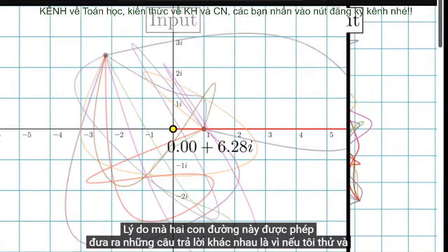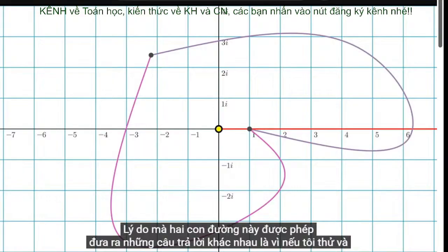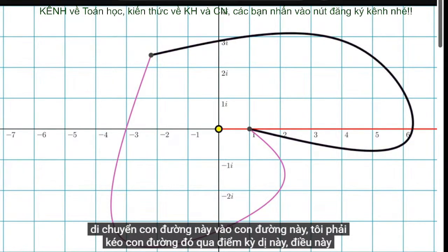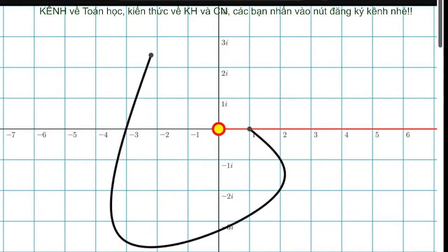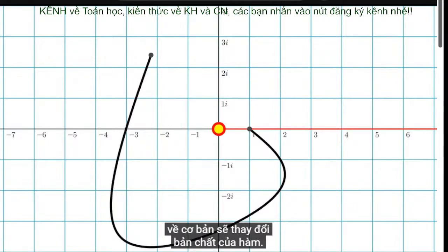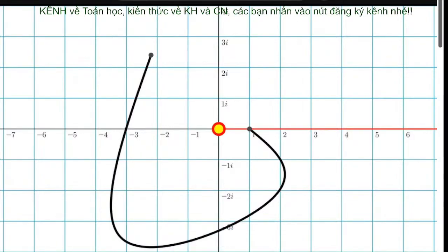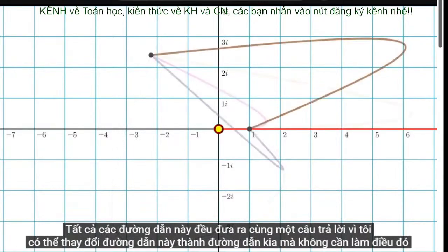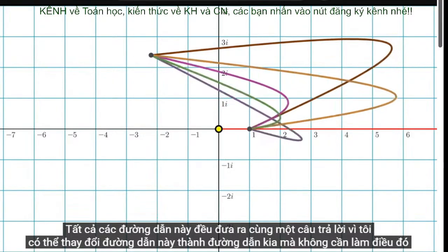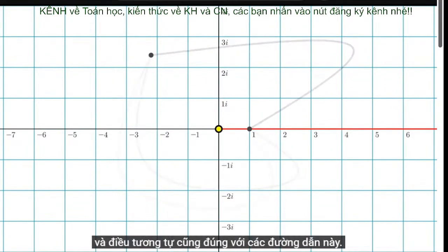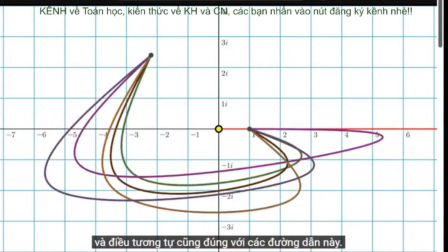The reason that these two paths are allowed to give different answers is because if I try and wiggle this path into this path, I have to pull the path across this singularity, which fundamentally changes the nature of the function. All of these paths give the same answer because I can change one into the other without doing that. And the same goes for these paths.